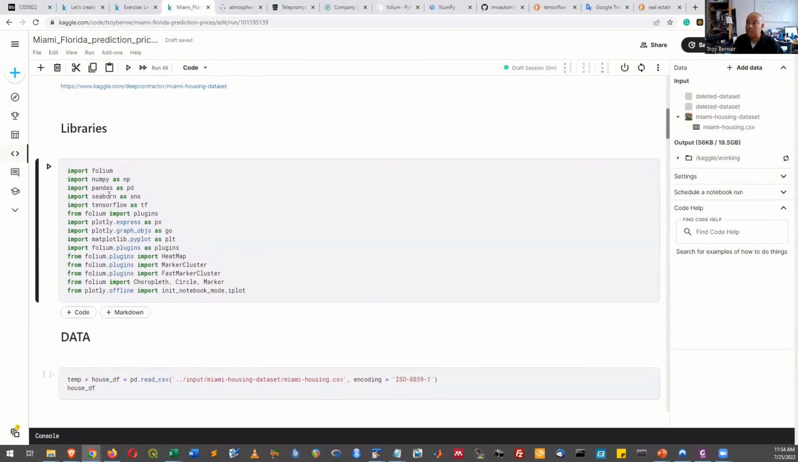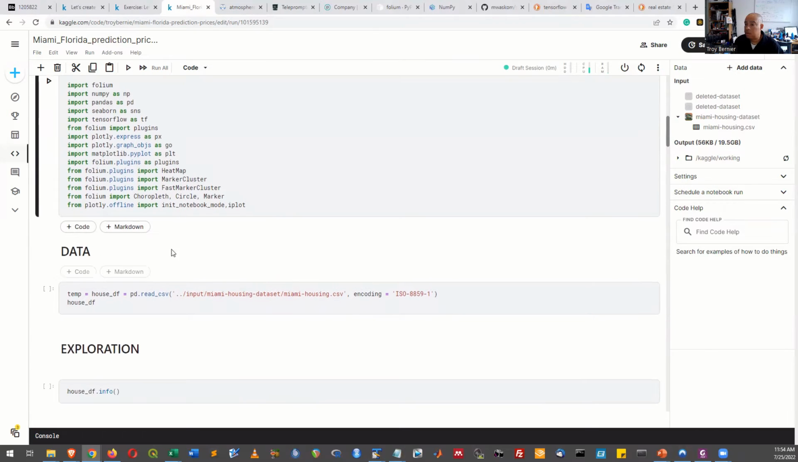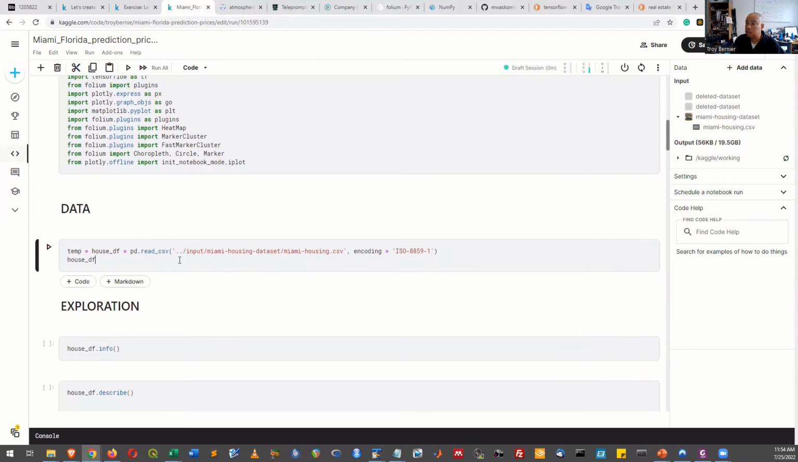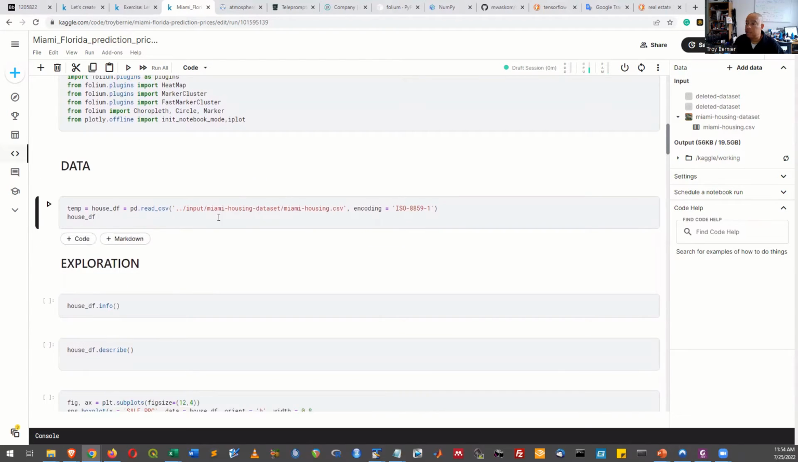Importing the libraries, once again, we went through the description. It's a lot of data there. It'll take a minute for these to import. Okay, it's done. Now we're going to read the file, which is called Miami Housing Dataset. This is it here. It's a CSV file.